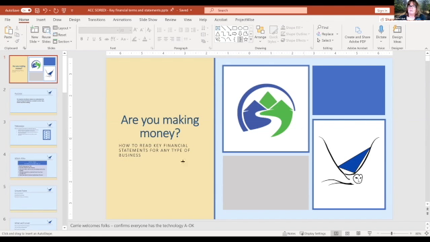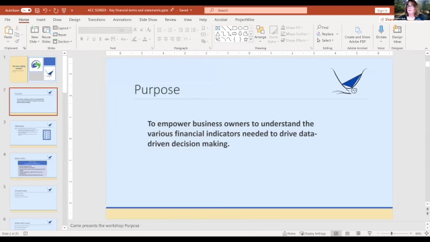So we're going to talk about making money, and we're talking specifically about your business making money and how important it is to understand what the three primary financial statements are that help answer that question. The purpose that we have here today is to empower, so that you can see more of the slide.